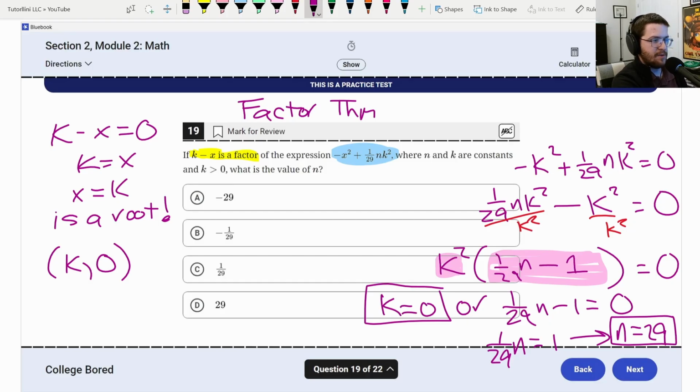Now the question tells me k is greater than 0. So k cannot be equal to 0. It has to be positive. So this is not our answer. The thing that we learned from this question is that n is equal to 29, which is answer choice D. I actually think Desmos might be some help on this one. Let's go see.